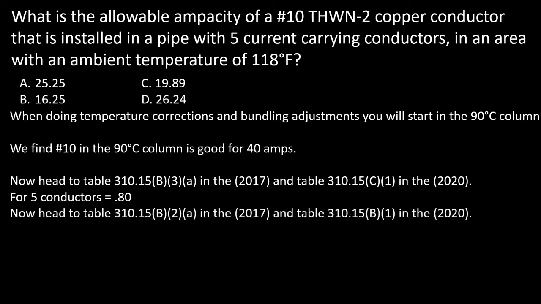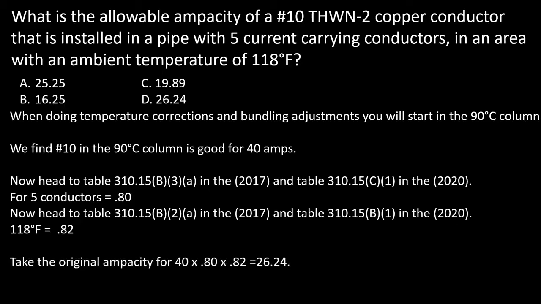Now we're going to head to our temperature correction table, and we're going to find out that at 118 degrees Fahrenheit, the correction factor is 0.82. Now we're just going to bear out the math. So we take our original ampacity, multiplied by the bundling adjustment, multiplied by the temperature correction, and we're going to find our new allowable ampacity. So 40 multiplied by 0.80 multiplied by 0.82 is going to give us a new allowable ampacity of 26.24 amps.